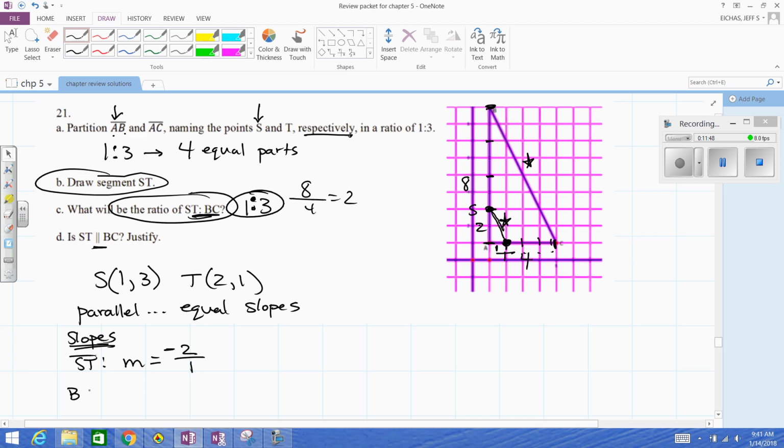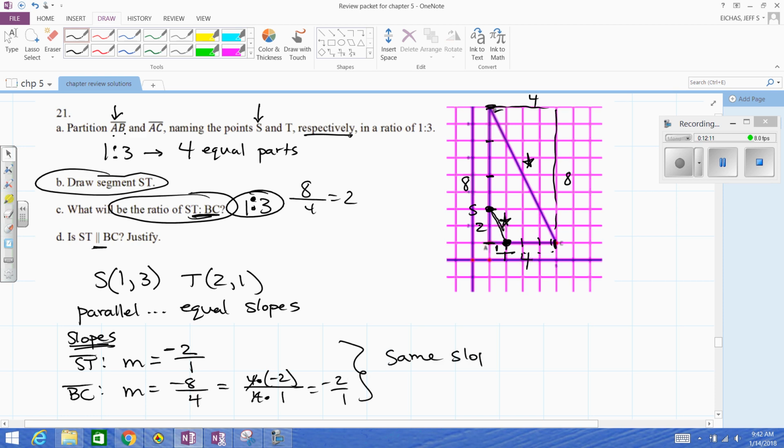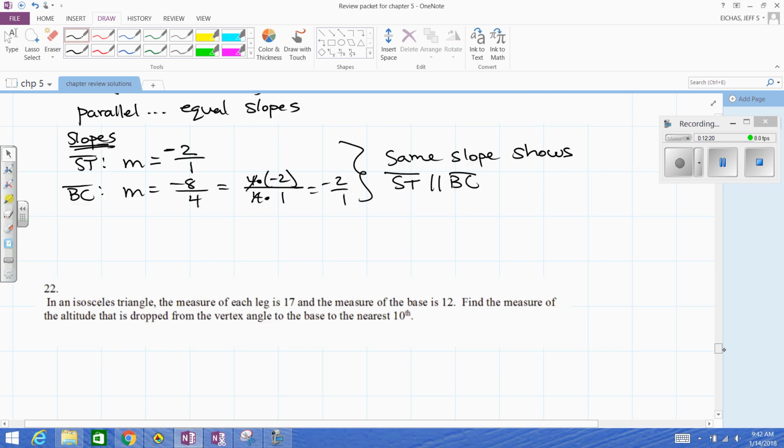All right, B to C. Okay, so the run's 4, the rise is 8, and it's heading down as well. What we're going to do is take out 4. So we're down to negative 2 over 1 as well. All right, so same slope shows ST parallel to BC. Okay, so that's it.